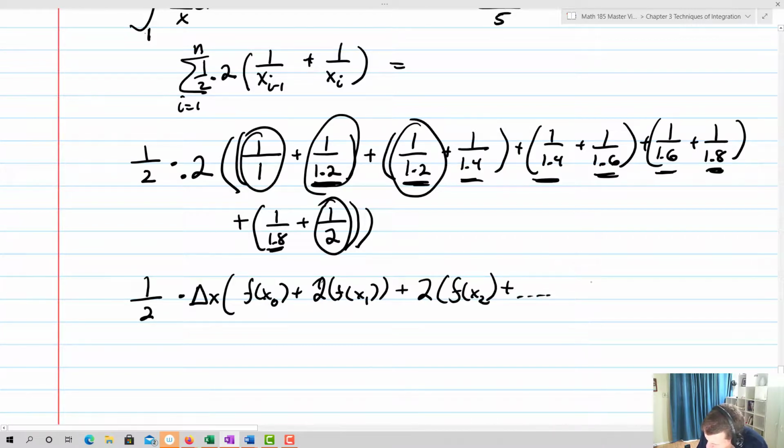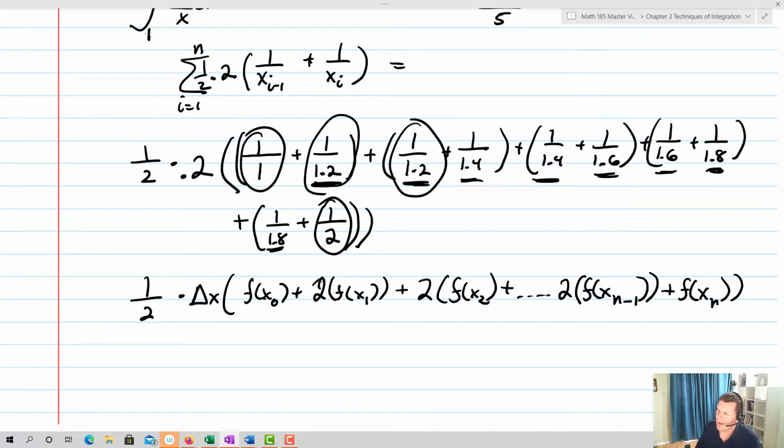And we'll do this all the way down until we finally get to f of xn. So 2 of f of x of n minus 1, the one right before f of xn, and then finally f of xn, okay? And so this is one of those things that you can use in order to shortcut the amount of writing that you need to do.